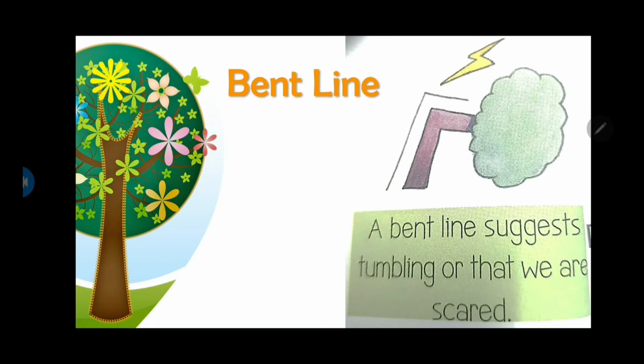Next, bent line. Bent line looks like this. Everyone, please underline the word bent line. So it creates this kind of angle. This angle here. So we conclude that it's a bent line. If you see this kind of line, we call it bent line. It suggests stumbling, or if we are scared, the feeling of fear.